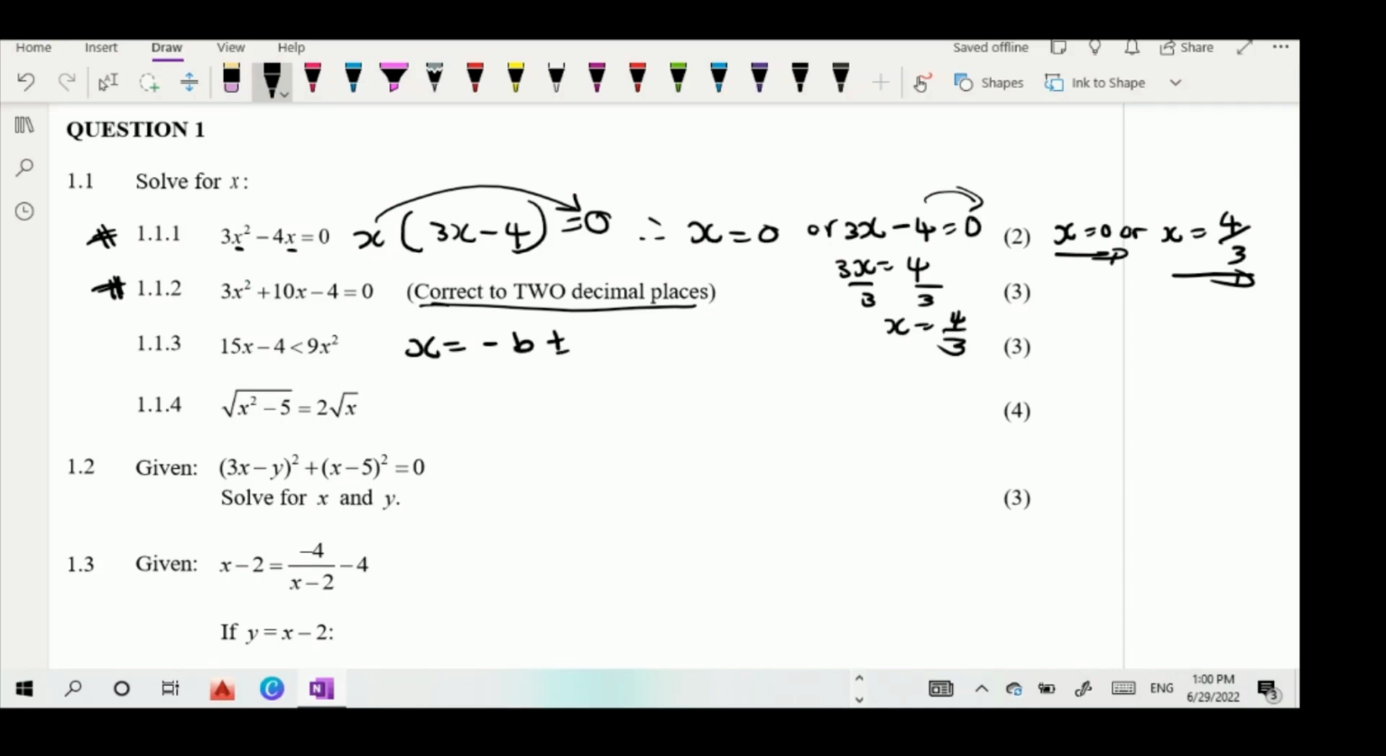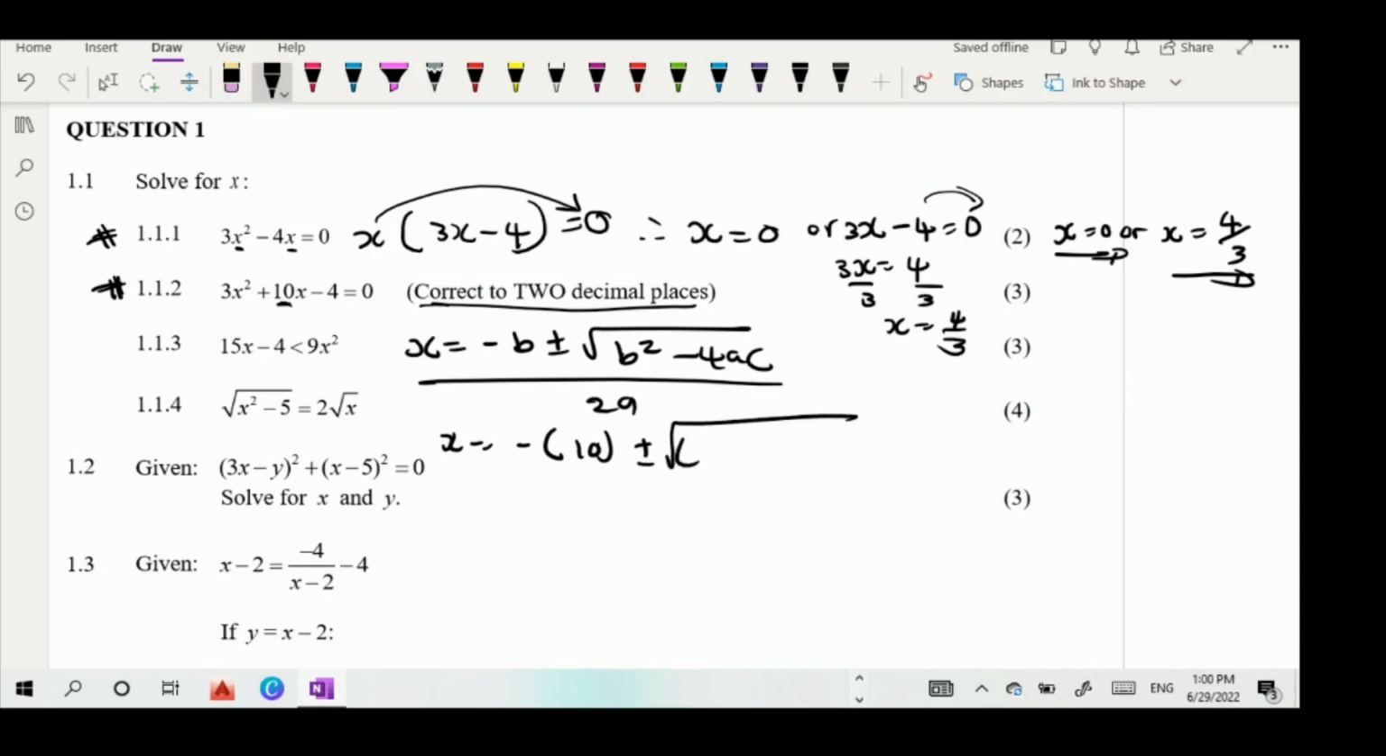So x equals minus b plus or minus the square root of b squared minus 4ac, divided by 2a. Our b in this case is 10, so it's going to be x is equal to minus 10 plus or minus the root of 10 squared minus 4. Our a is 3, and then our c is minus 4. Then you divide everything by 2 multiplied by 3, which is your a.